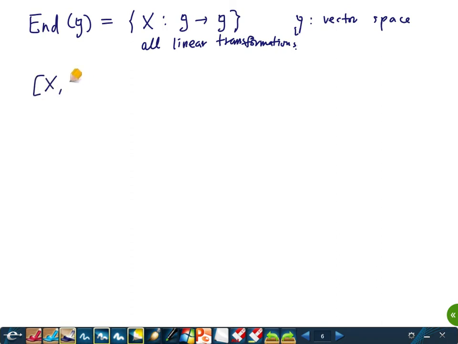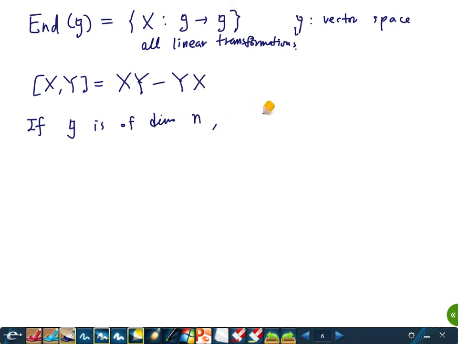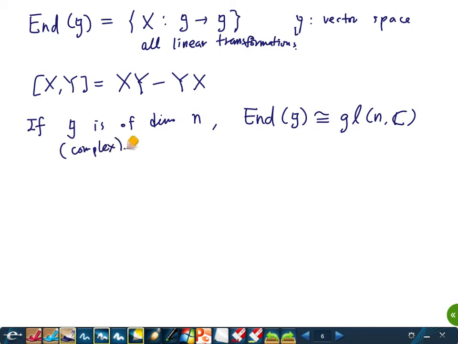So in this case, [x, y] is defined to be xy minus yx. So this is a composition. We can compose two linear transformations in this way. So in fact, if G is of dimension n, then G is basically the same as gl(n, C), complex if it's a complex vector space. Here I define this to be the set of n by n matrices, where the Lie bracket is defined exactly like that. So it's basically the same thing.